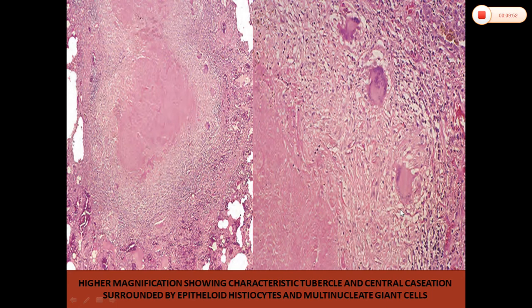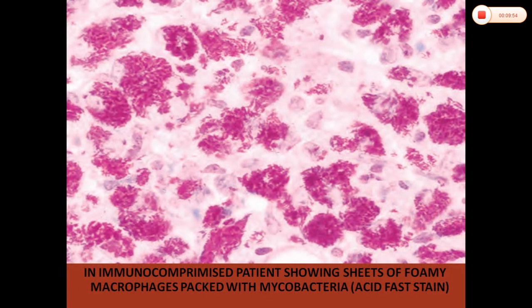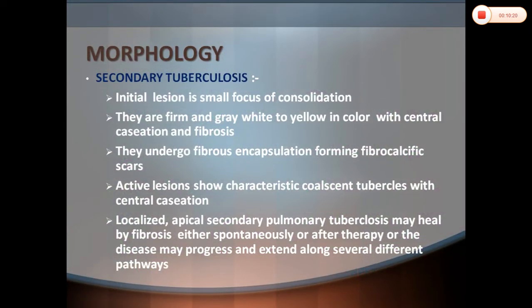This is a microscopy in immunocompromised patients. They do not form any granulomas, so these macrophages get filled with bacilli. This is a picture showing acid fast stain. Macrophages are filled with or packed with mycobacteria. This is in case of immunocompromised patients like AIDS patients.